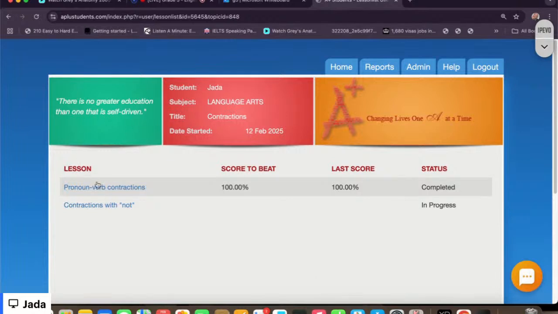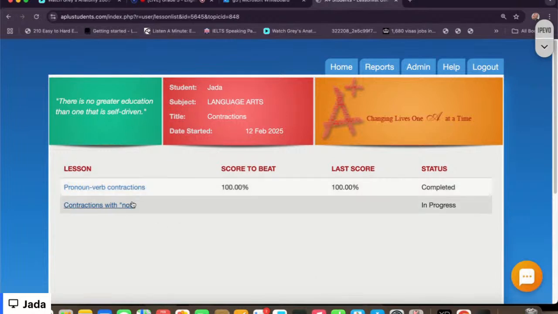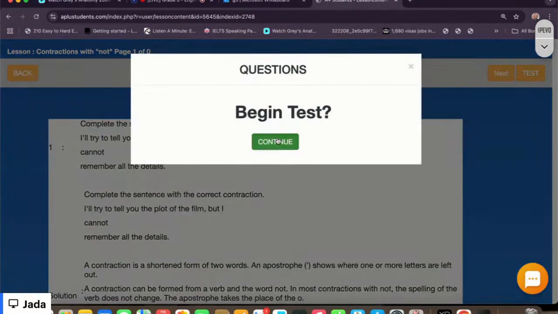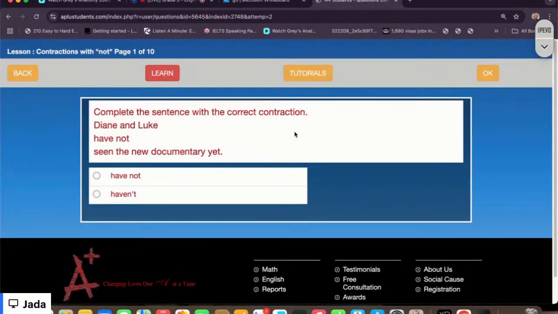So we'll move on to the second lesson. Okay, the second lesson, and we will go to the test. So complete the sentence with the correct contraction. Diane and Luke have not seen the new documentary yet. So, what is the right contraction here?